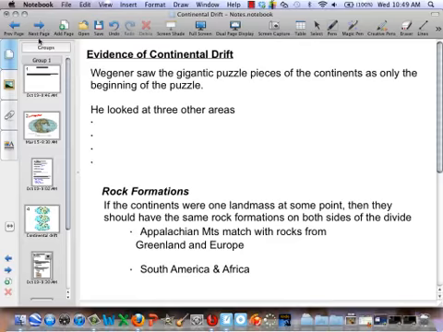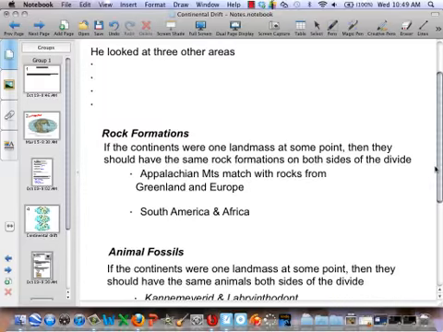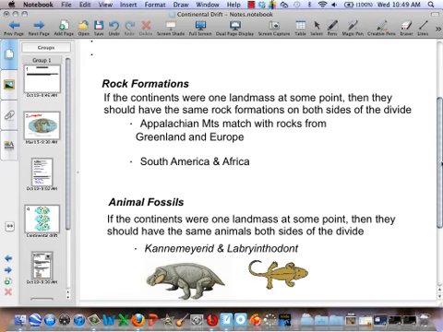So I want to look at this in more detail. If we go here to rock formations, one of the things that you guys will notice is that we have rocks from the Appalachian Mountains that match which country? Where do those mountains match? Greenland and Europe. It's also right there on the board. Specifically in Europe, Scotland.